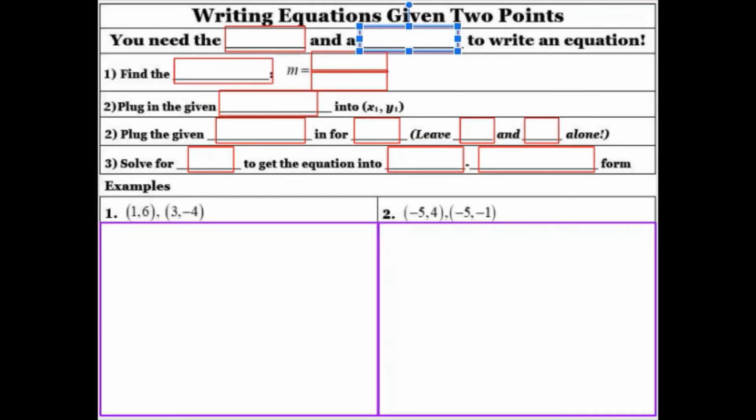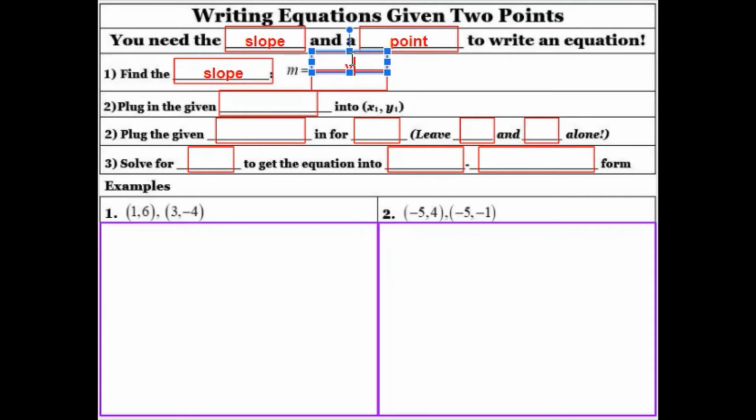What if I want to find the equation of a line given 2 points? Well, there's no such thing as point-point form. You do need the slope and a point to write the equation. Luckily though, if I have 2 points, I can find the slope with my slope formula.